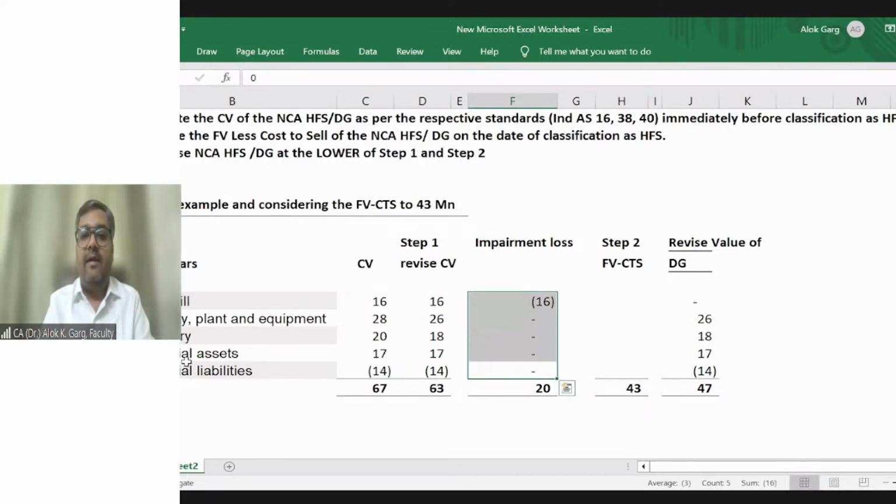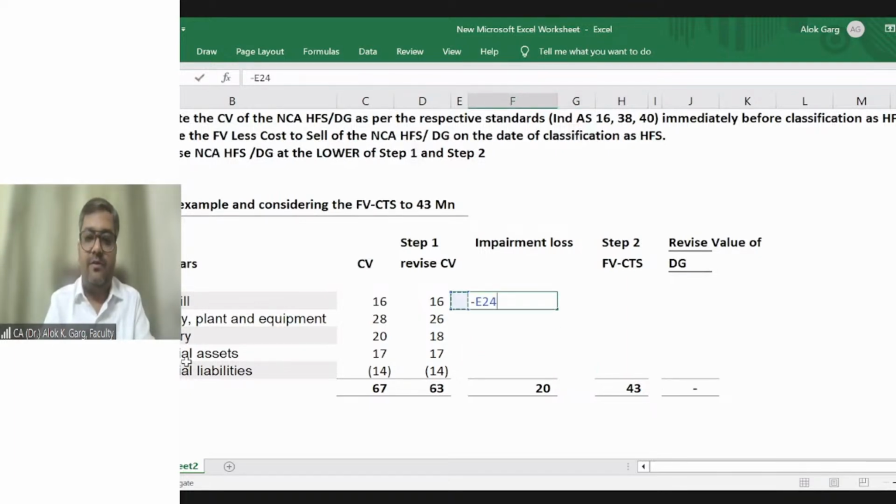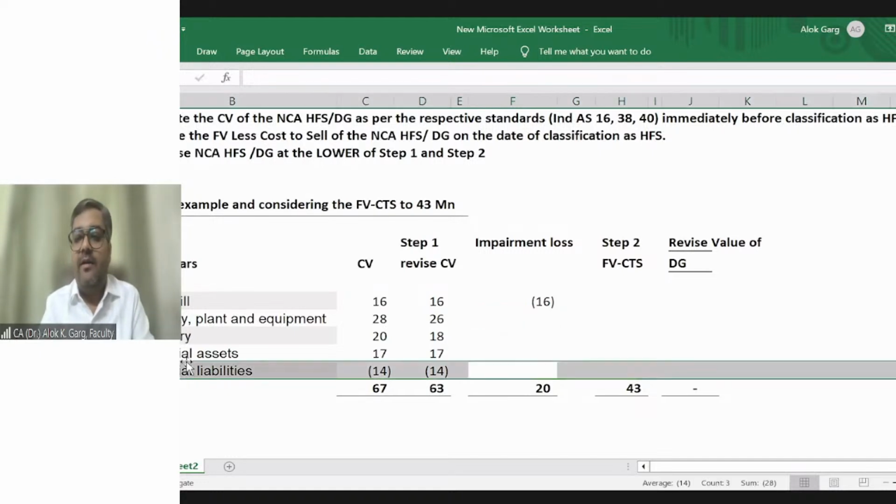Out of 20 million, first of all, I'll hit the goodwill completely. Still, I am left with 4 million to allocate. One thing is very clear: there is no impairment of liabilities, there is only impairment of assets. All agree with me? There is no impairment of liabilities. There is only impairment of assets.